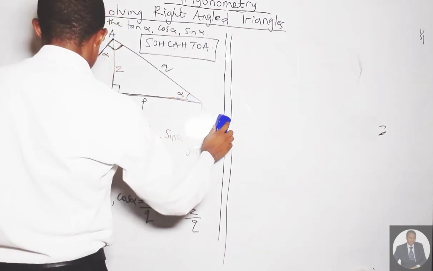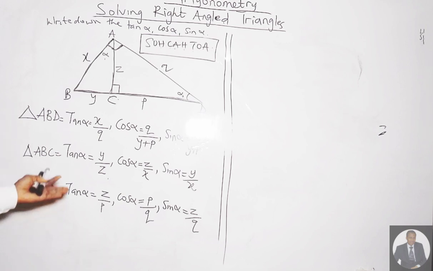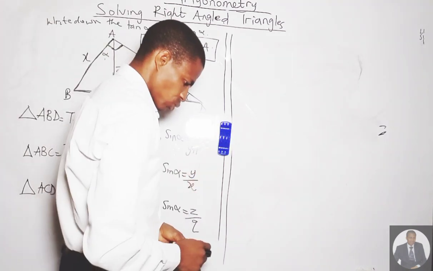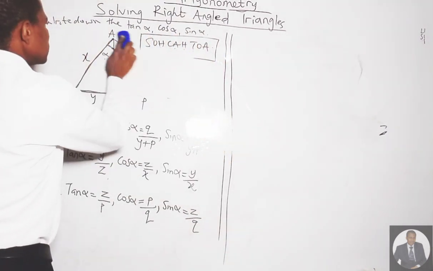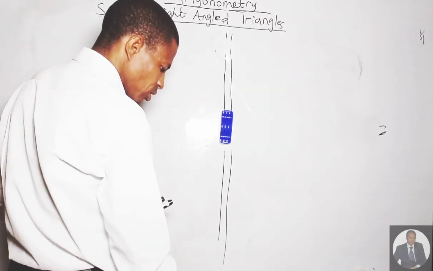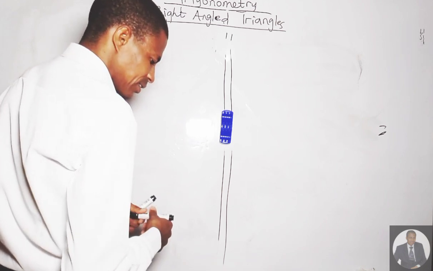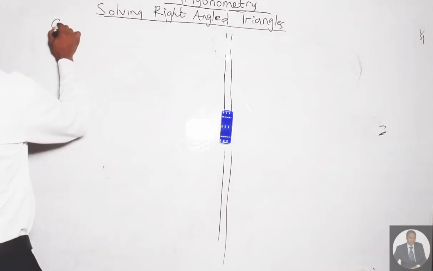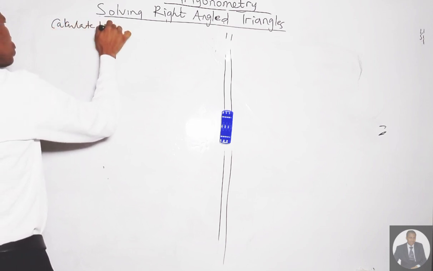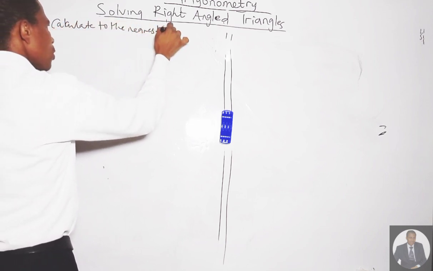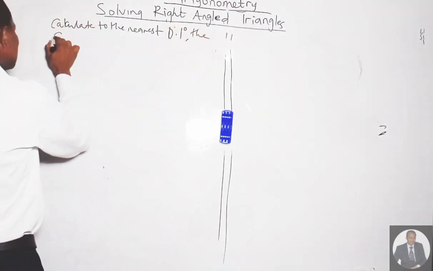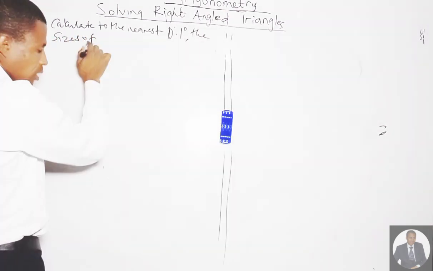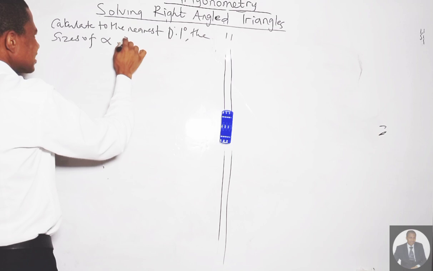Now let's consider a question that will reflect what we are dealing with here. Let's erase this. We'll still write this. Calculate to the nearest 0.1 degree the sizes of alpha and gamma.